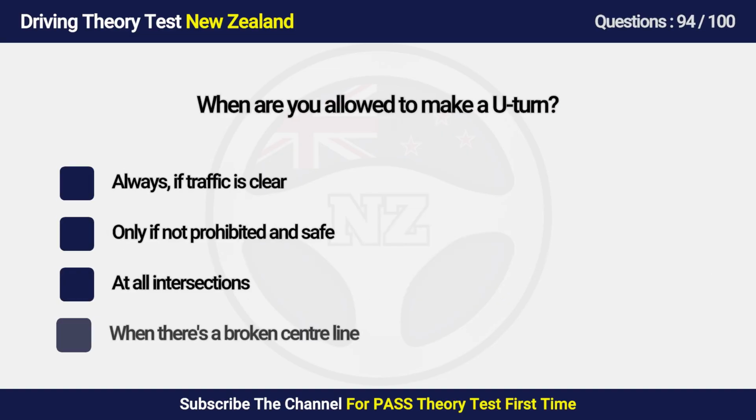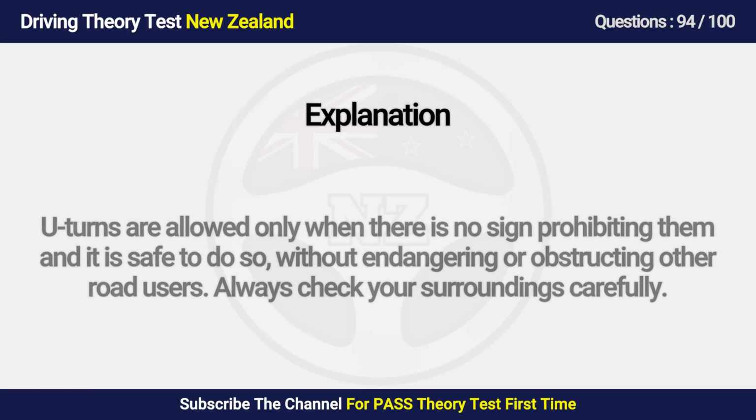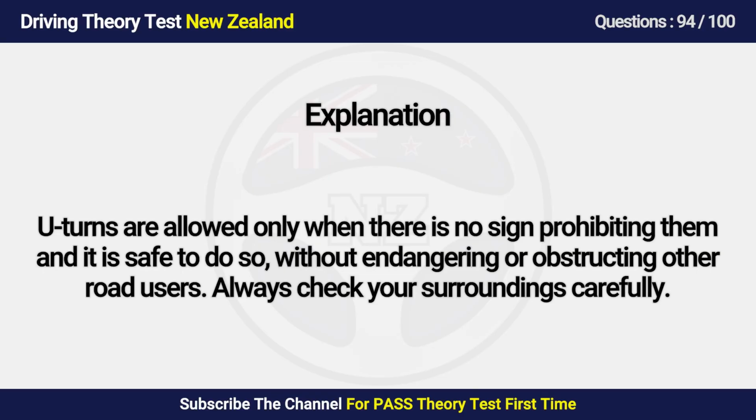Question 94. When are you allowed to make a U-turn? A. Always if traffic is clear. B. Only if not prohibited and safe. C. At all intersections. D. When there's a broken center line. Answer is B. Only if not prohibited and safe. U-turns are allowed only when there is no sign prohibiting them, and it is safe to do so, without endangering or obstructing other road users. Always check your surroundings carefully.